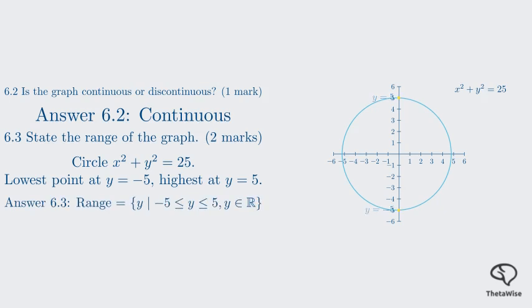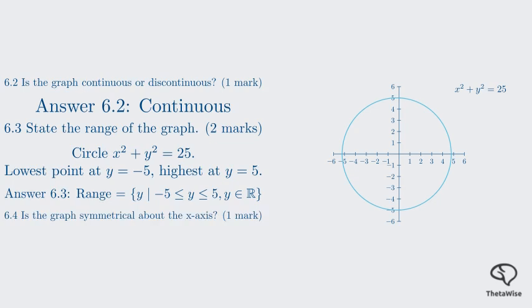Therefore, the range is all real numbers such that -5 is less than or equal to y, which is less than or equal to 5. We write this using set builder notation as {y ∈ ℝ : -5 ≤ y ≤ 5}.